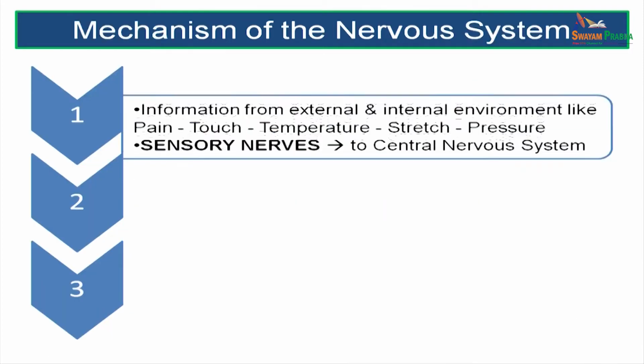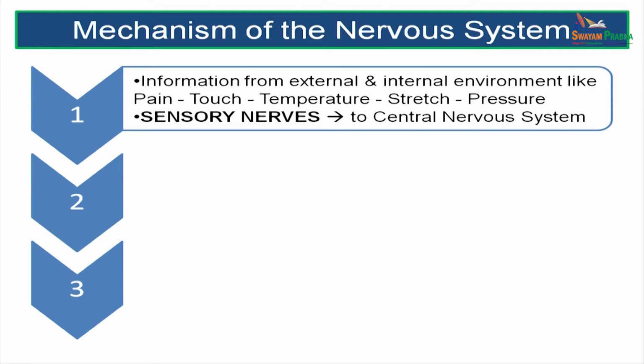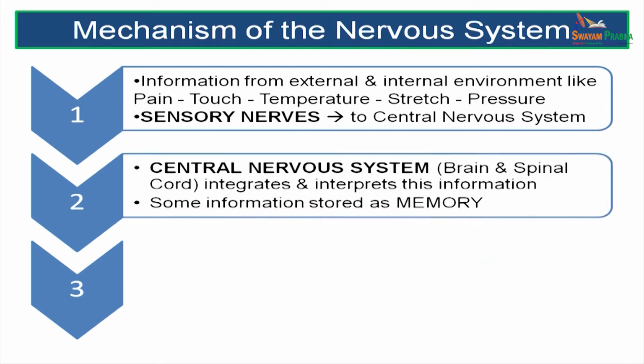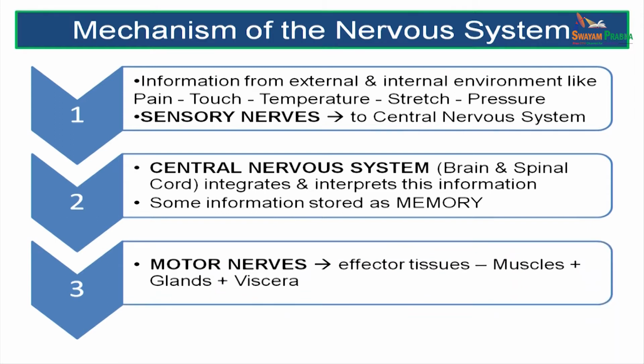What is the structure of the nervous system? The nervous system is made up of sensory nerves which receive sensations like pain, touch, temperature, stretch and pressure from the external environment, and they transmit this to the central nervous system, which is the brain and spinal cord. In the central nervous system, these messages are processed and sent via the motor nerves to the periphery, to the affected tissues, the muscles, the glands and the viscera.